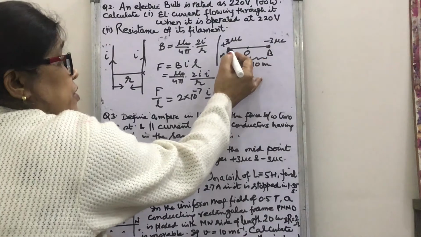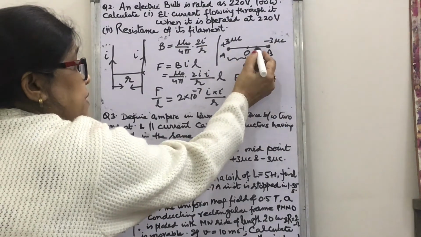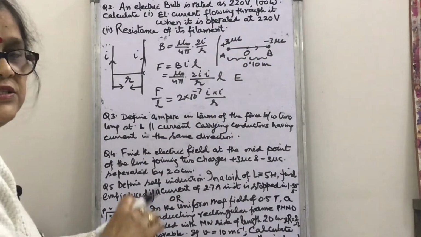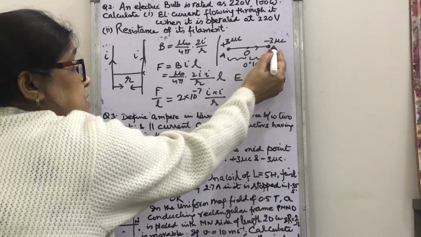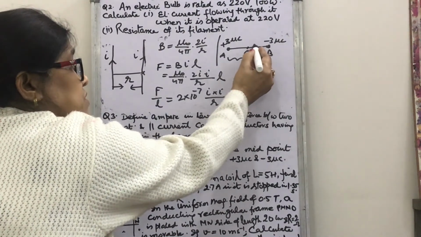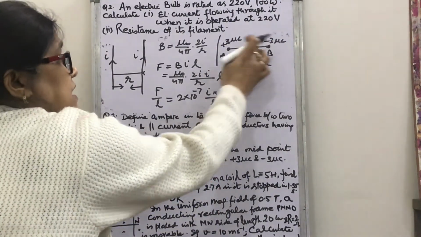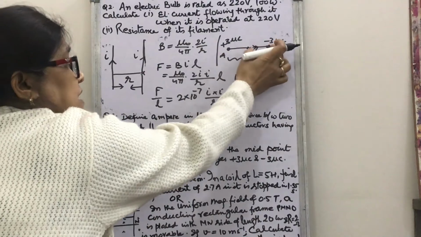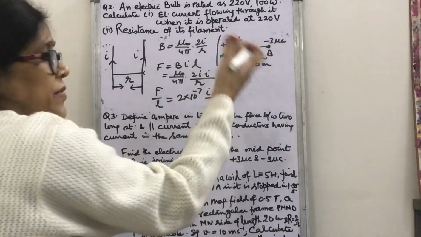At O, due to the plus 3 charge, the direction of the electric field intensity is away, that is towards B. At O, due to the minus 3 charge, the electric field direction is towards the charge, so this will also be in the same direction. Charges are same, distances are same, so calculate either one and double it.